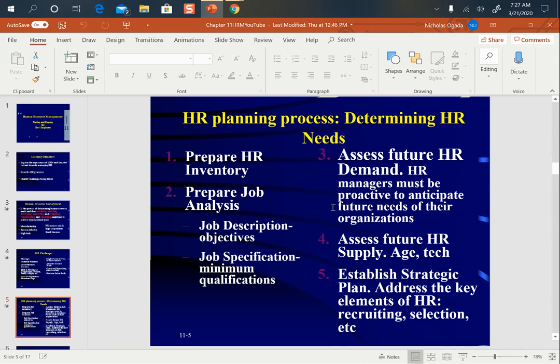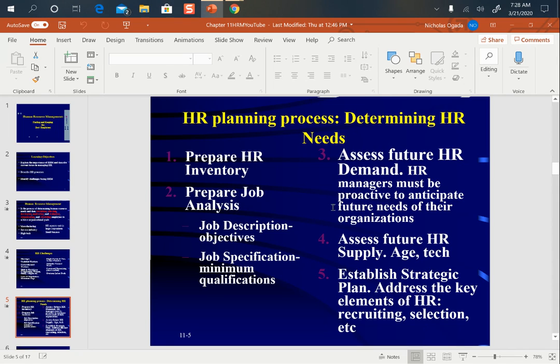Three, you want to assess the future HR demand. So you're looking into the future. Remember we said a 5 year plan or a 2 year plan or a 3 year plan. And therefore, what you want to do is to assess your HR needs, your HR demand, in the future, which could be in 5 years and so on. So HR managers must be proactive to anticipate future demands of the organization. So you want to look at what the company will need in the next 2 or 3 years in terms of human resources or human capital.